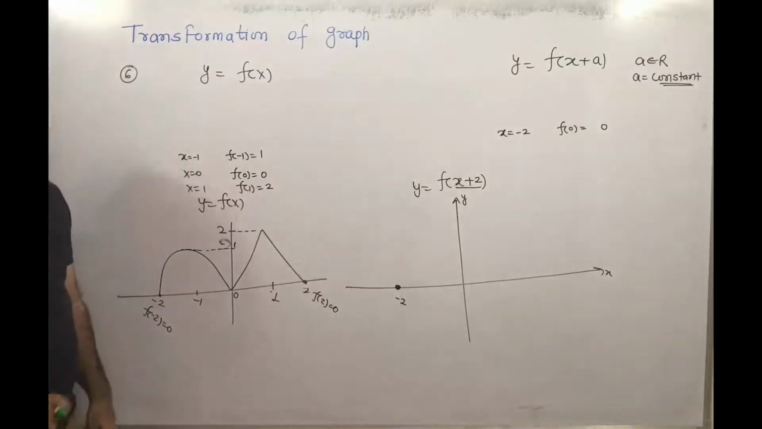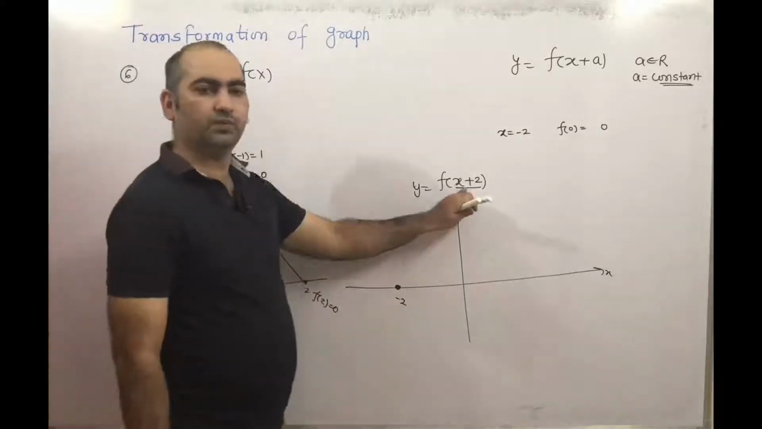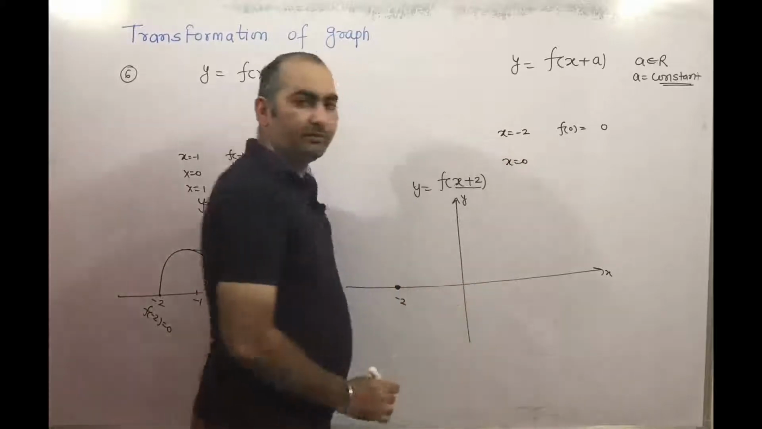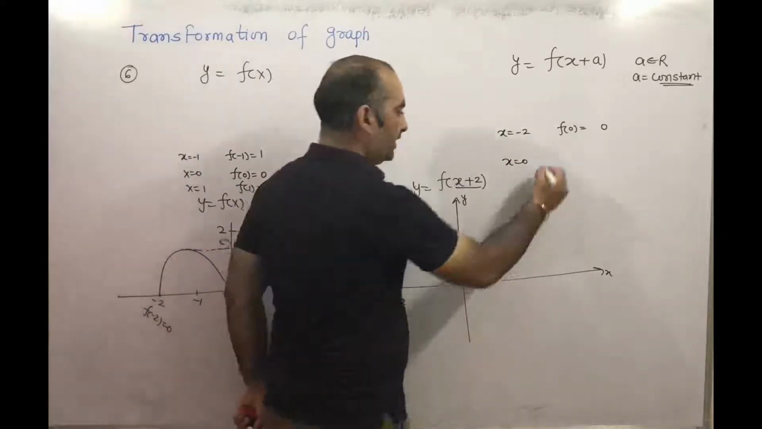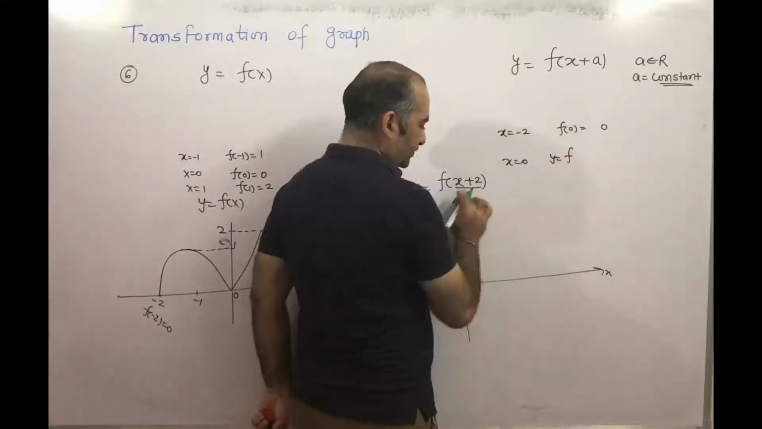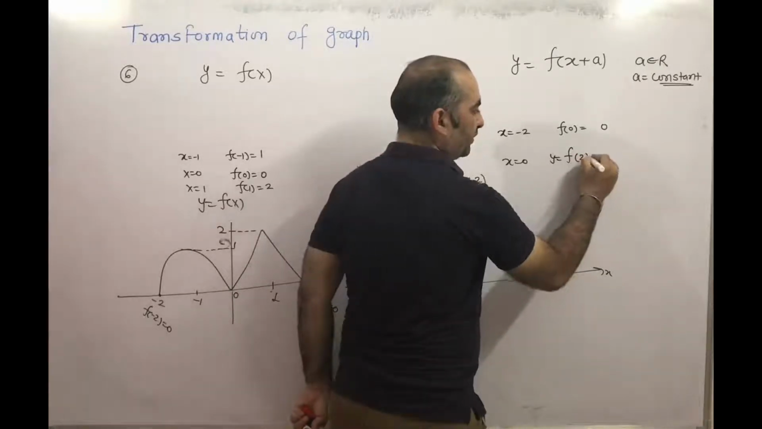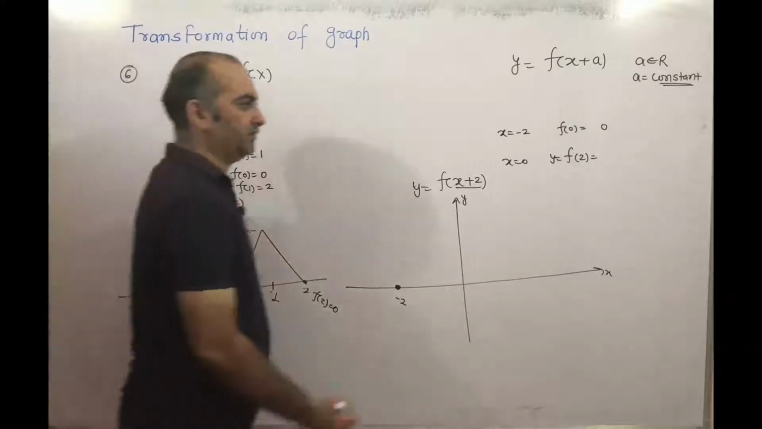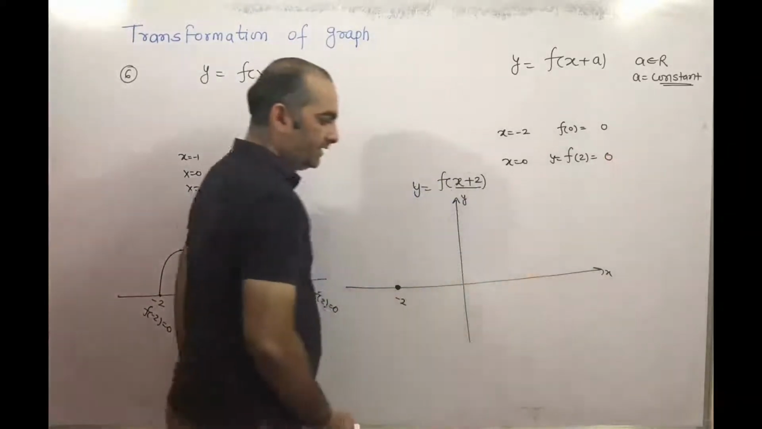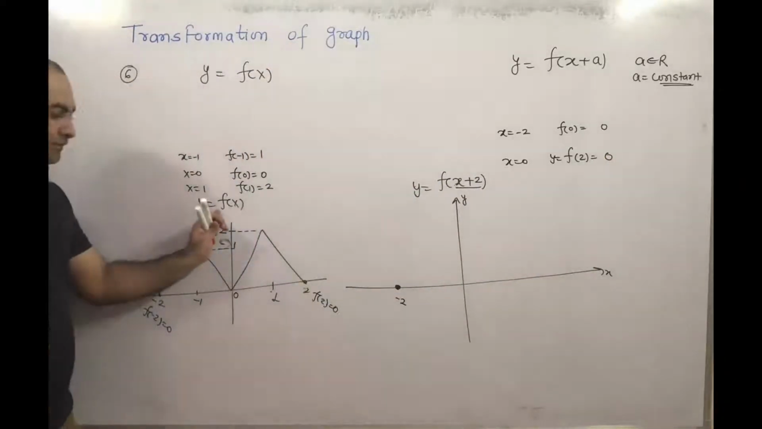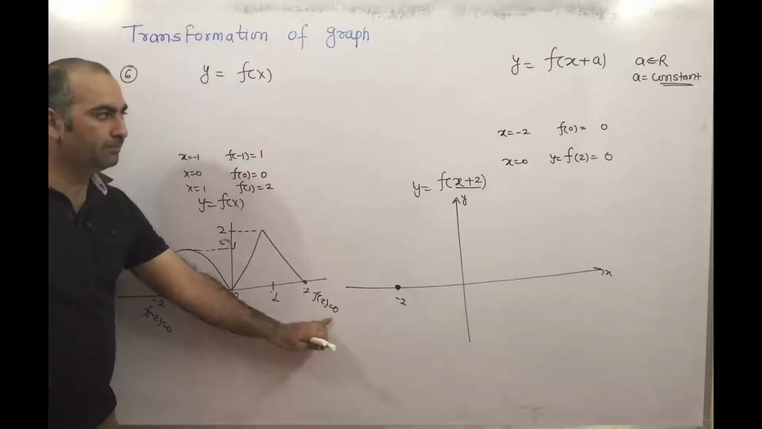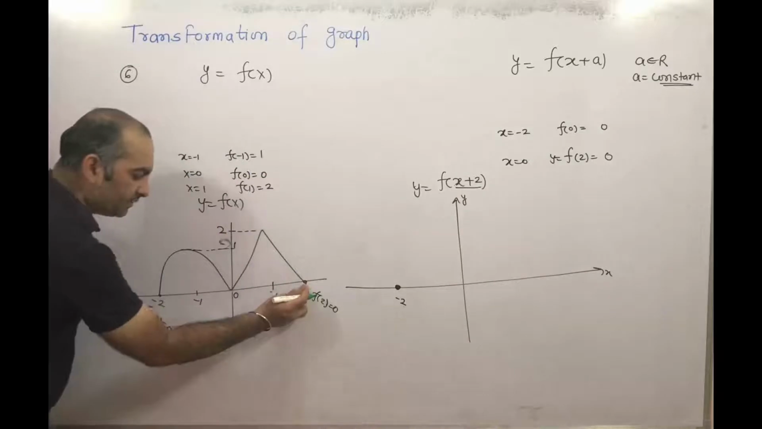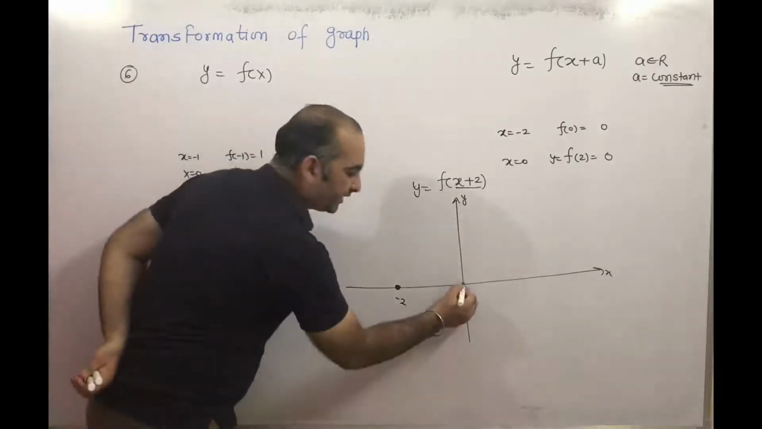You can see one more thing. If I put x equal to 0 here, what will come? y equal to f(0 plus 2), which is f(2). What is f(2)? You can see f(2) is 0. Correct? That means in y equal to f(x), at 2 we get 0, but here at x equal to 0 we get 0. So this point is coming here.